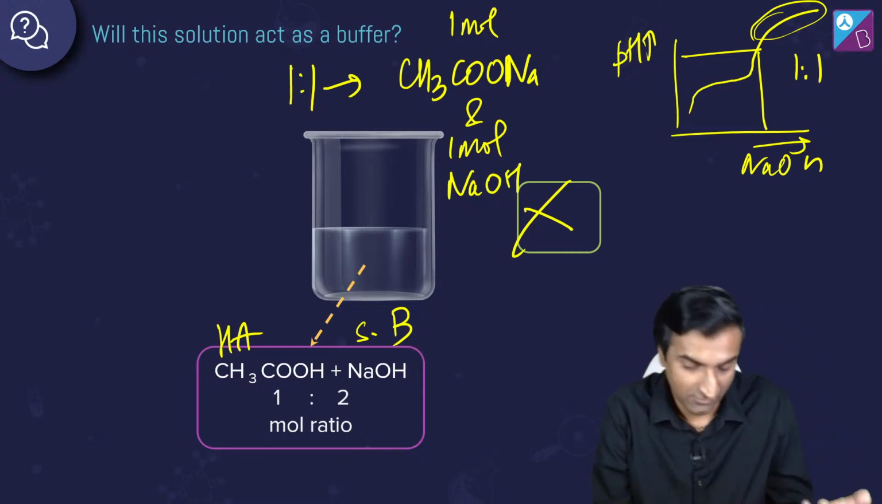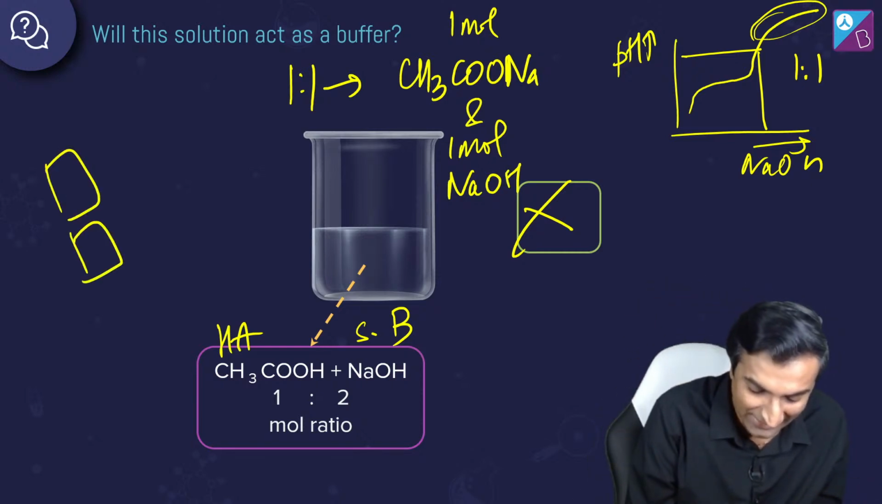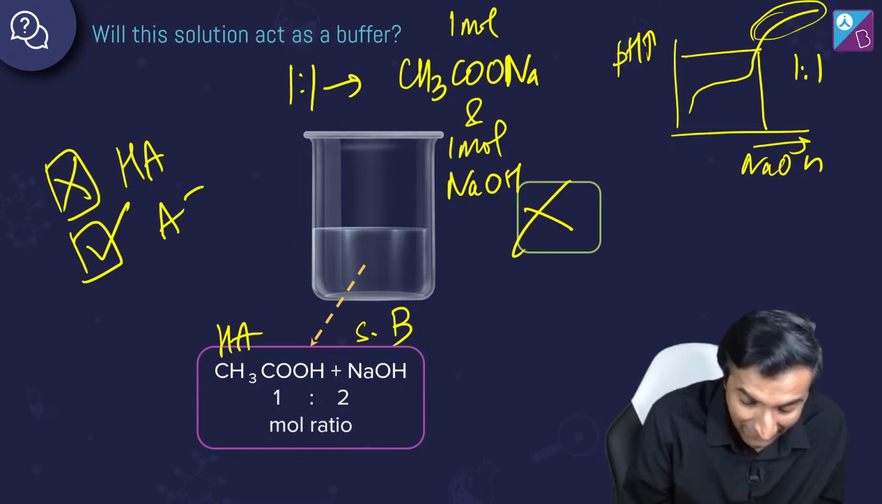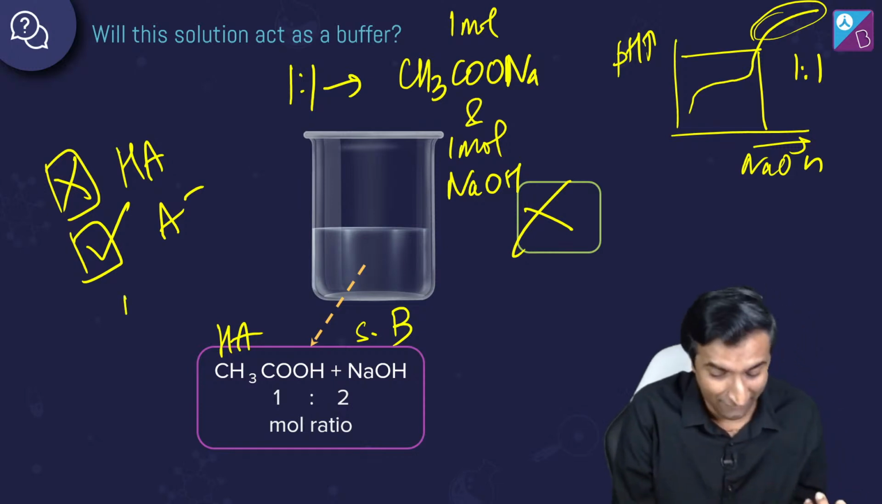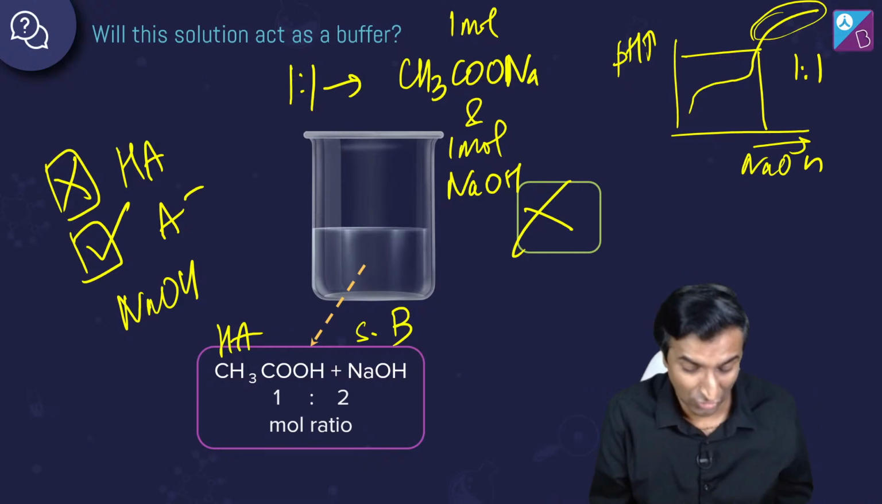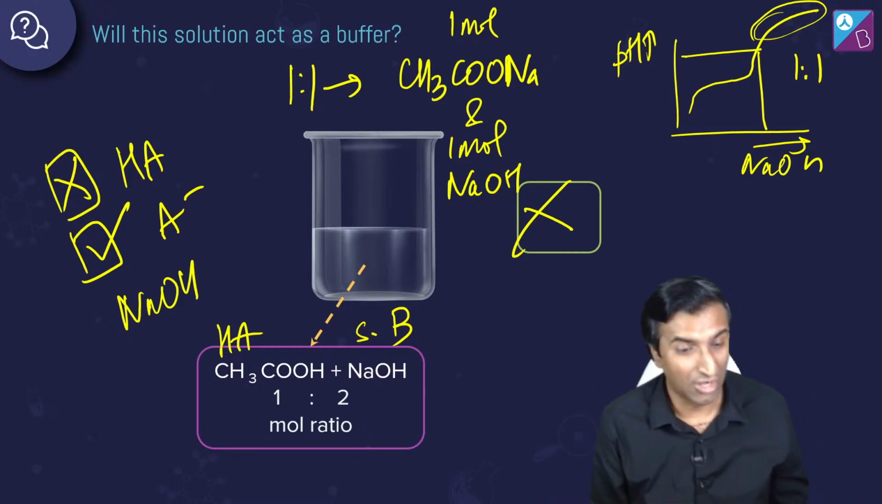You've got the salt. You want to do that checklist again? We'll do that checklist again. HA and A minus. Sure, you've got A minus, you don't have HA, and you have an extra thing which is bad for you. You have NaOH, you have OH minus ions. That's a very, very strong base. It's going to be a strong base, not a buffer.